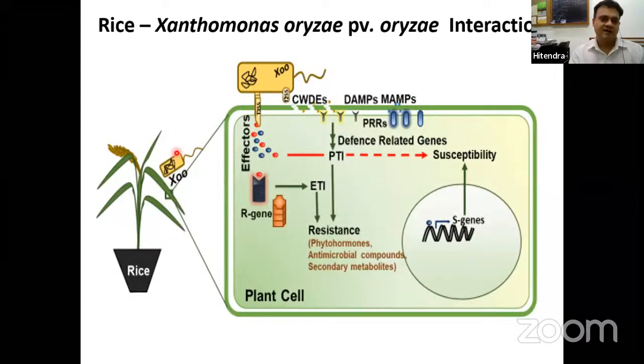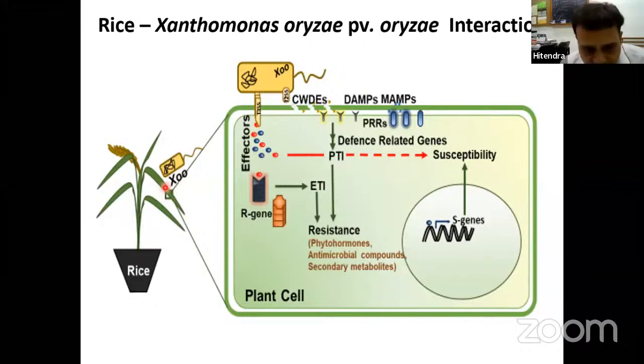So how does this bacteria cause disease? First step is attachment. Okay, it reaches the rice leaf. Then once it gets attached, it has to go inside. So then it moves through. You can see flagella here. It will also have small pili. It will go inside.